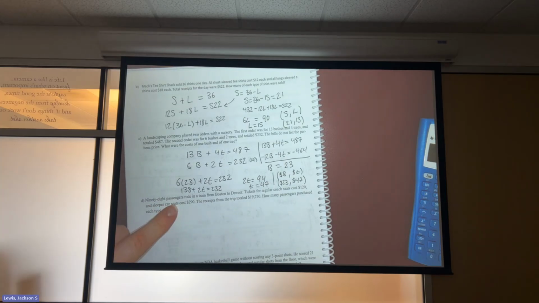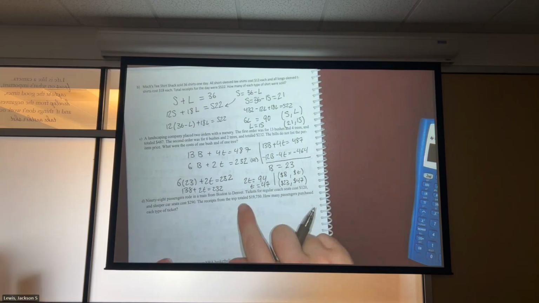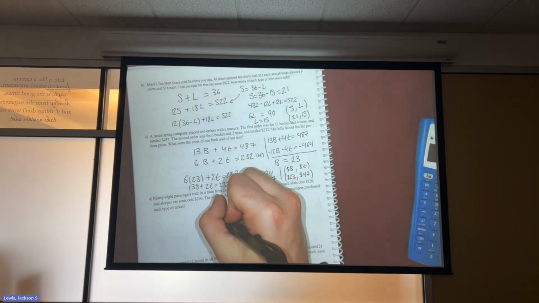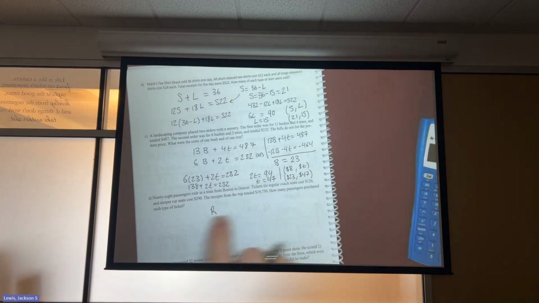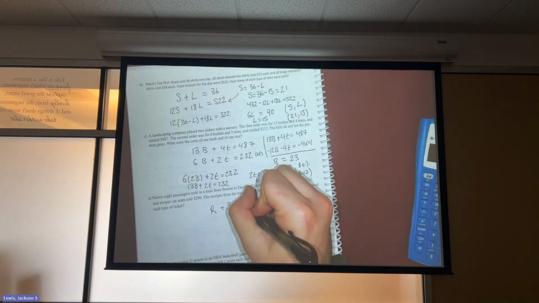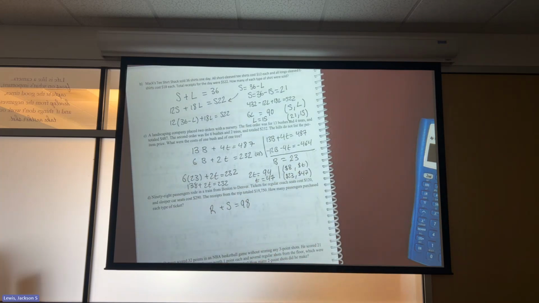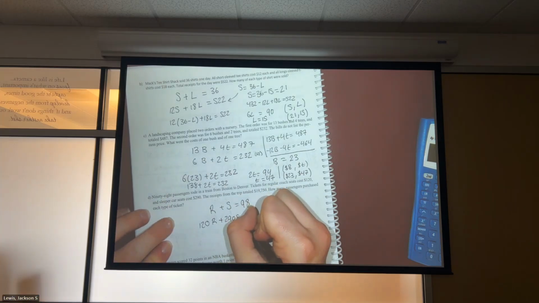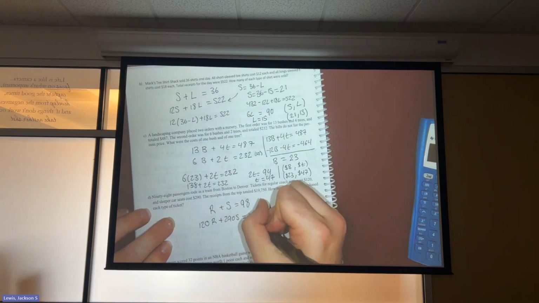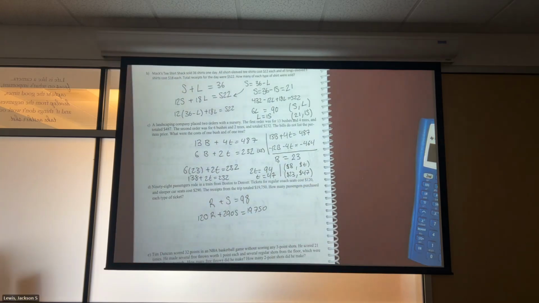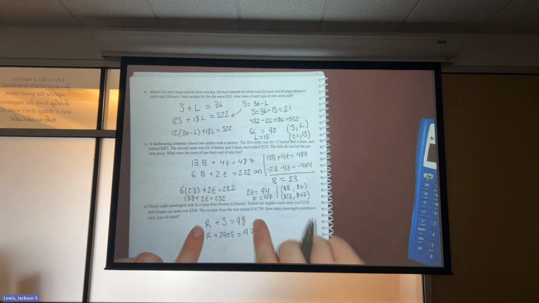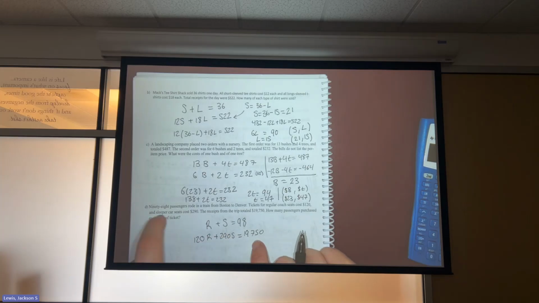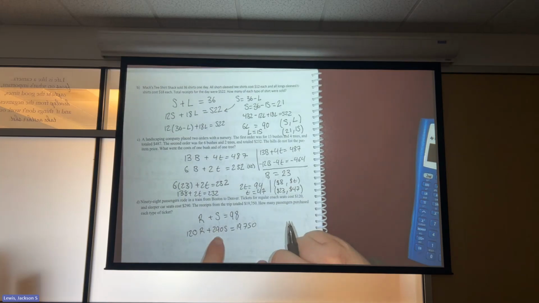It says 98 passengers rode in a train from Boston to Denver. Tickets for regular coach seats, so regular, cost $120, and sleeper, I know there were 98 people, cost $290. A regular is $120. My sleeper is $290. And my total was $19,750. So again, the first equation came from the fact that the regular and the sleeper total to all 98 passengers. And then the cost of regular was 120, the cost of sleeper was 290, and the total cost was 19,750.